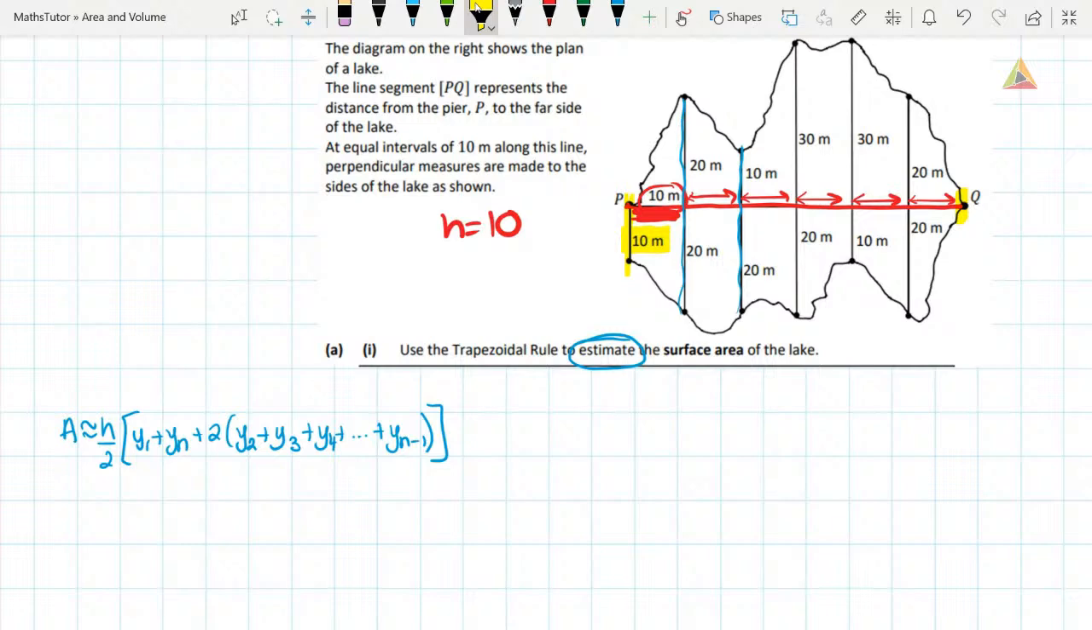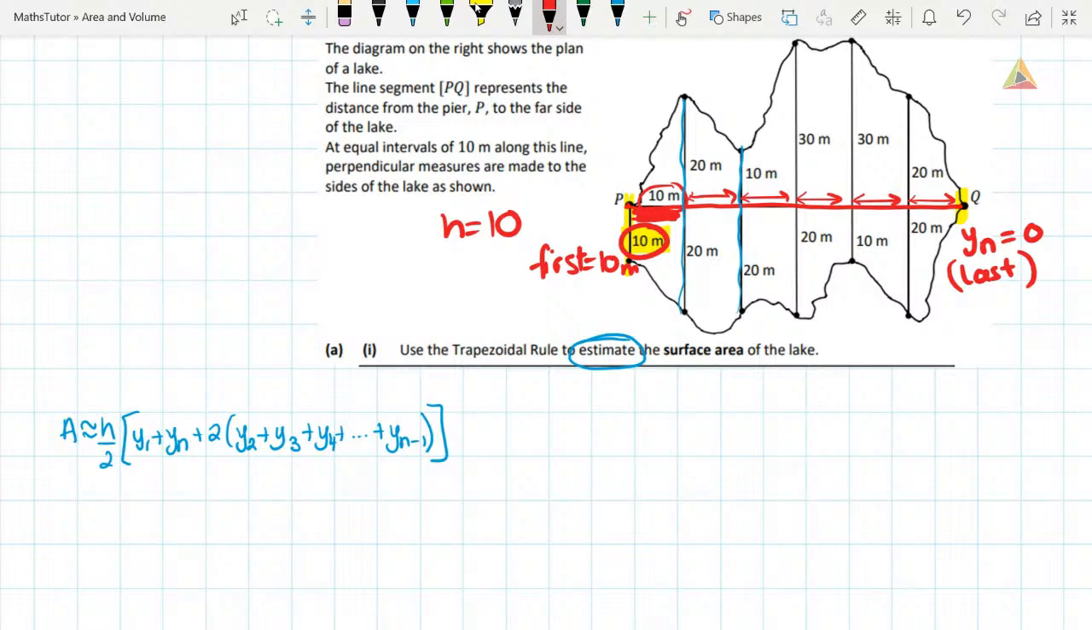Now, there's no line going up and down. So that's showing me that my last measurement here is going to be 0. So yn, or my last measurement, is 0. And my first over here was this 10. And then I want all my other ones.